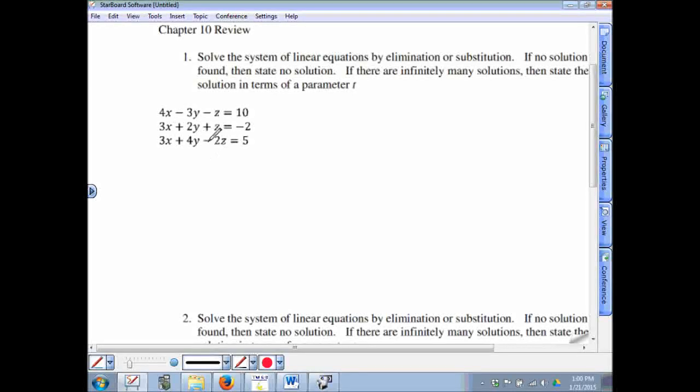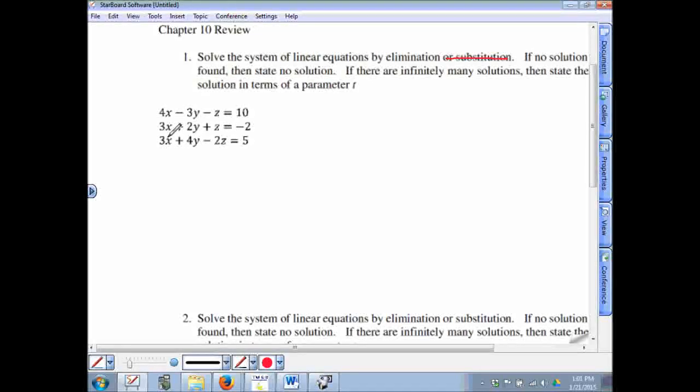This is 3 equations, 3 variables. It says solve by elimination or substitution. With 3 equations and 3 variables, it has to be done by elimination. I did mention in the lesson, if you're solving equations with x, y, and z, you want to try to avoid eliminating z. I know it seems pretty tempting because of that right there, but in the case that you have to solve in terms of a parameter t, it makes it more difficult if you've eliminated z right off the bat, so I would avoid eliminating z.